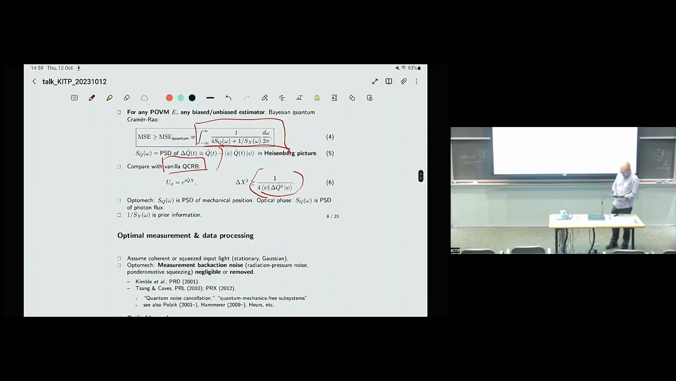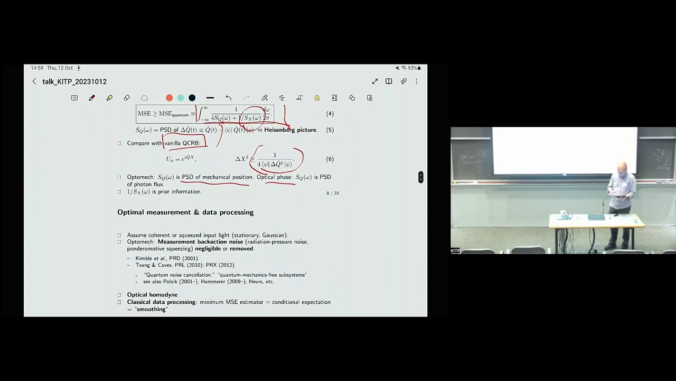So again, for example, in optomechanics, that's the power spectral density of the mechanical position. If you're doing optical phase estimation, it's the power spectral density of the photon flux. There's another term here, the prior information, because we are doing Bayesian. We assume that we have some prior probability measure for the random process. So that is some prior information that you also have to take into account.